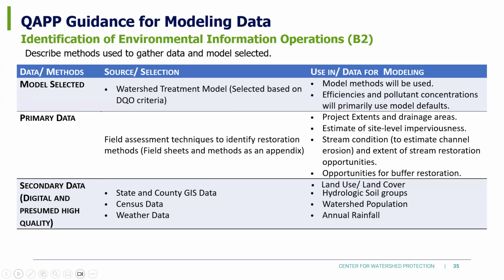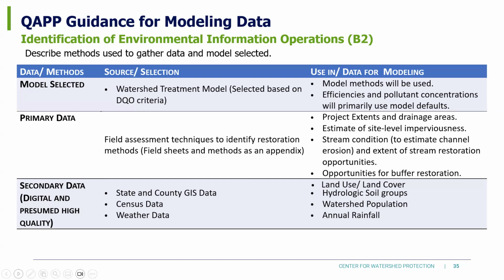That's selected based on the DQO criteria. And how is it going to be used? The standard methods that are identified in the model are going to be used. We're going to use efficiencies and pollutant concentrations that are primarily the model defaults. So it's just saying we're going to use it and we're not going to override very much.